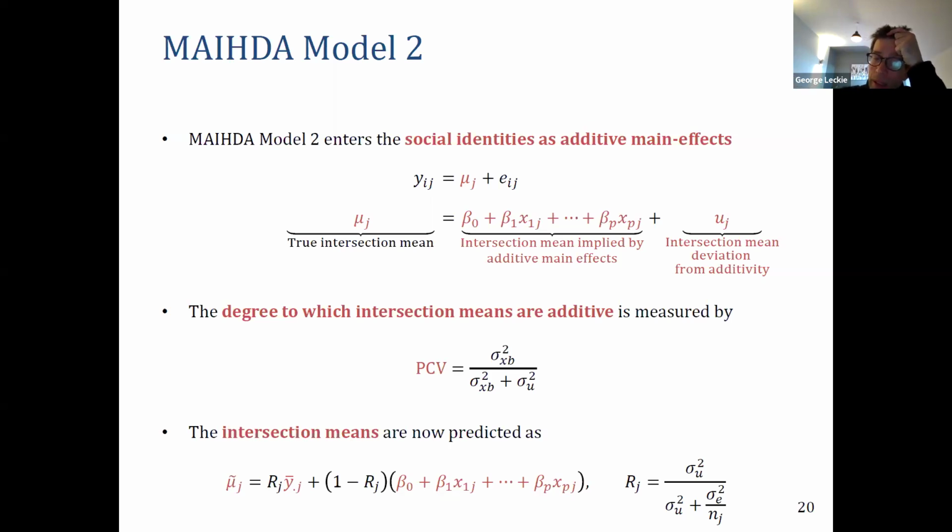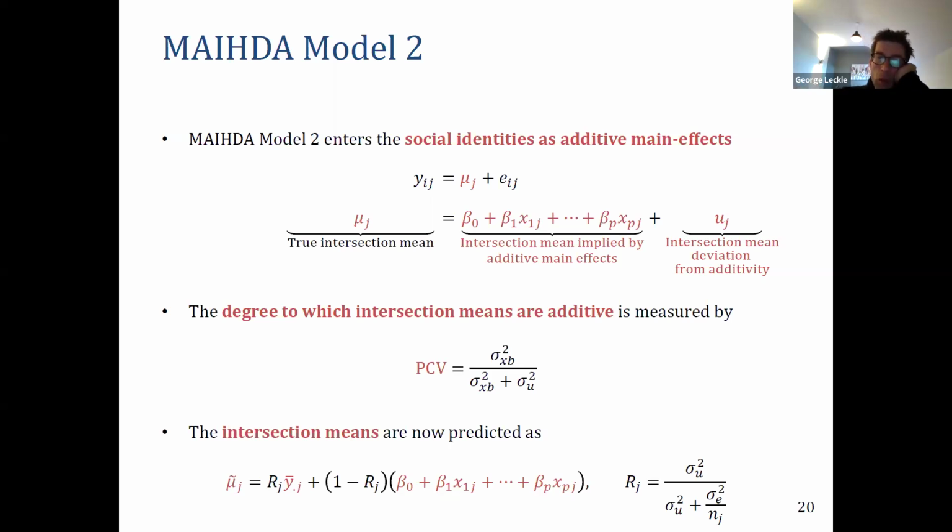And then we want to answer the third question, which MAIHDA gives us, which is, well, just how additive is this league table of intersection means? And that's saying, to what extent are these intersection means explained by this part versus that part? So if you do the variance of this divided by the total variance, the variance of this plus the variance of that, that gives us a measure.